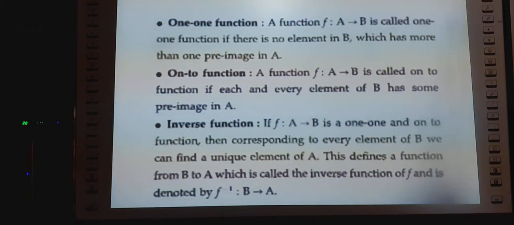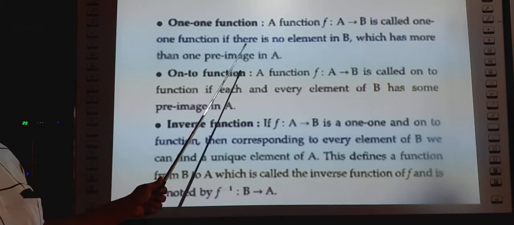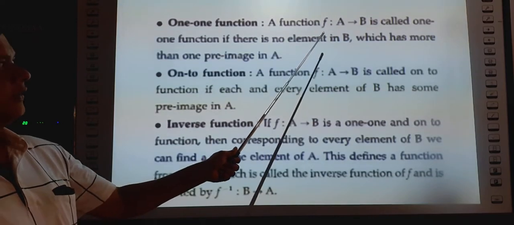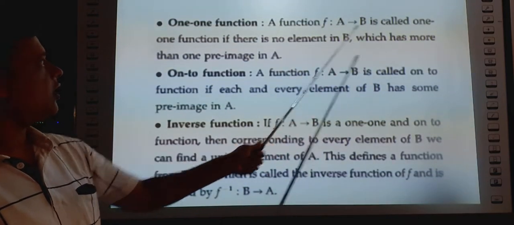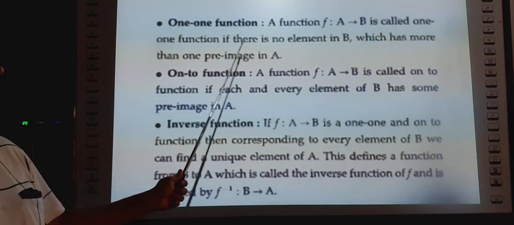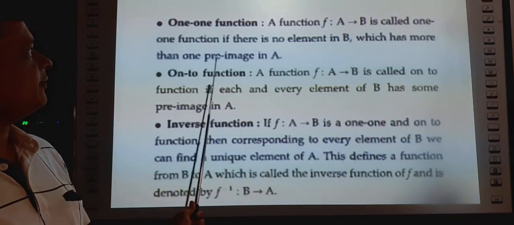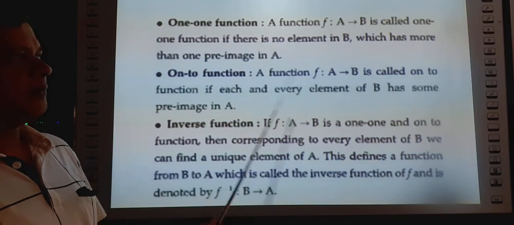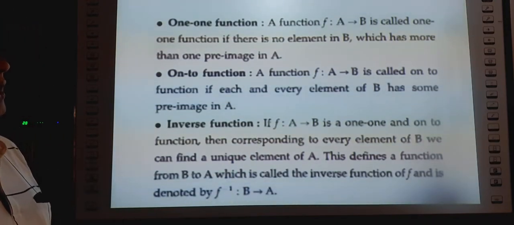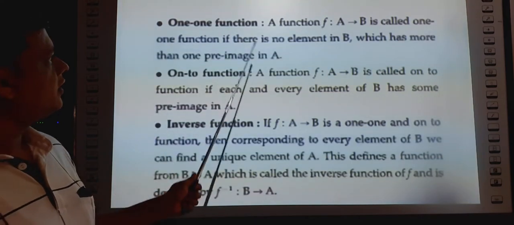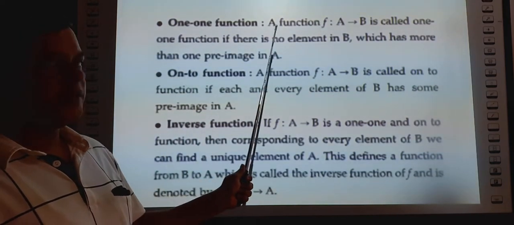Now see the first type, one-one function. A function f from A to B is called a one-one function if there is no element in B which has more than one pre-image in A. That means different elements of A have different images in B.